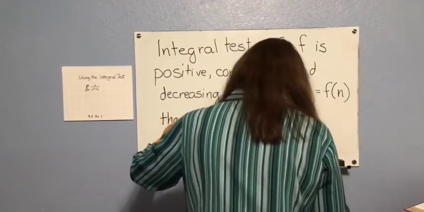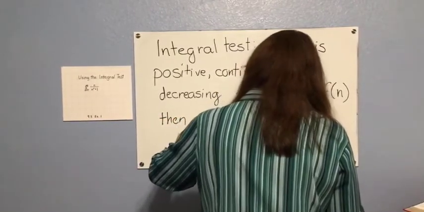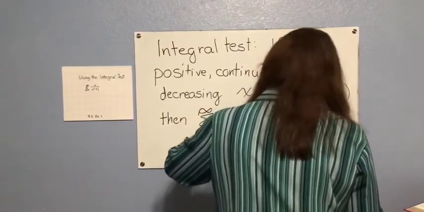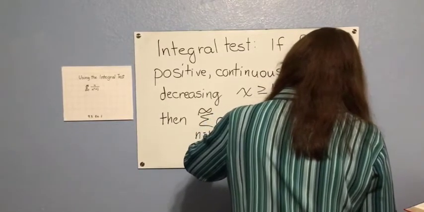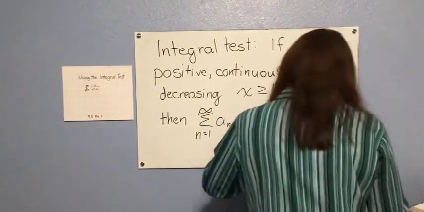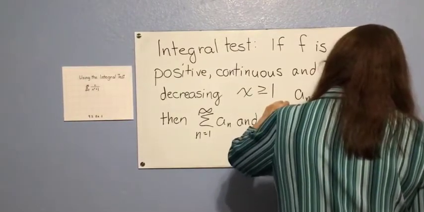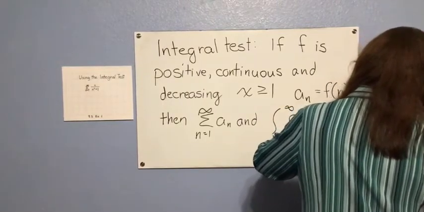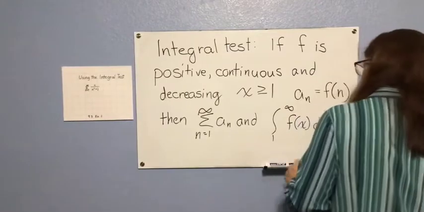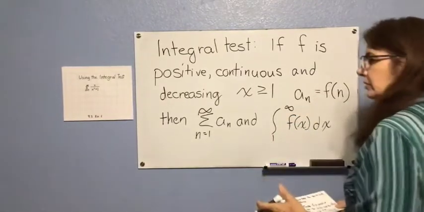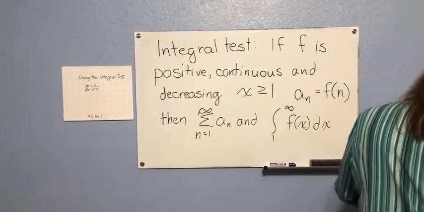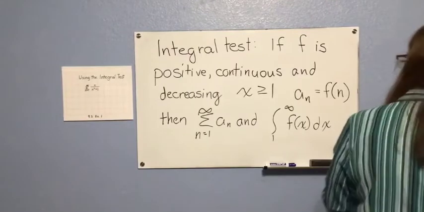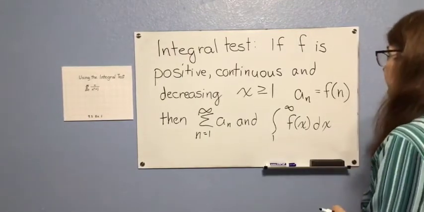then the summation of n equals 1 to infinity of a sub n, and the integral from 1 to infinity of f of x dx, these two things either both converge or both diverge. Okay, let's look at an example of how we can use this.